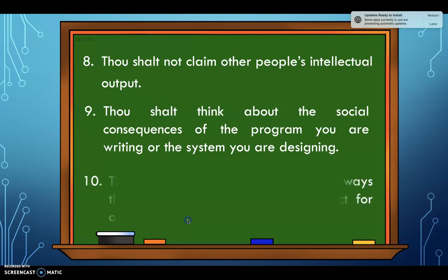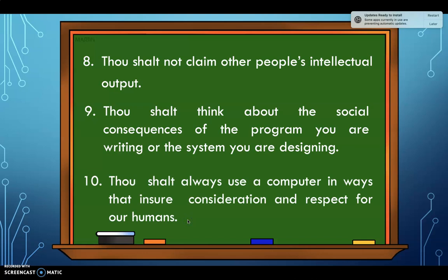And number 10, thou shalt always use a computer in ways that ensure consideration and respect for your fellow humans. Things that you do online can have real effects in your offline life. Perhaps Mark Zuckerberg, the founder of Facebook, said it best. Having two identities for yourself is an example of a lack of integrity.